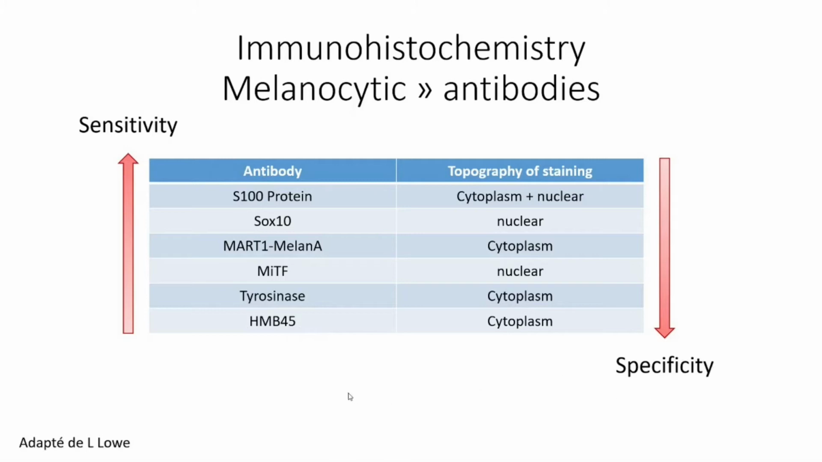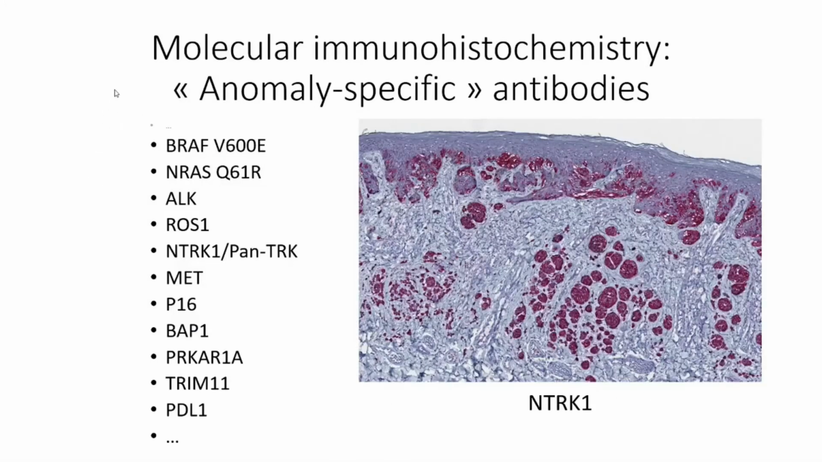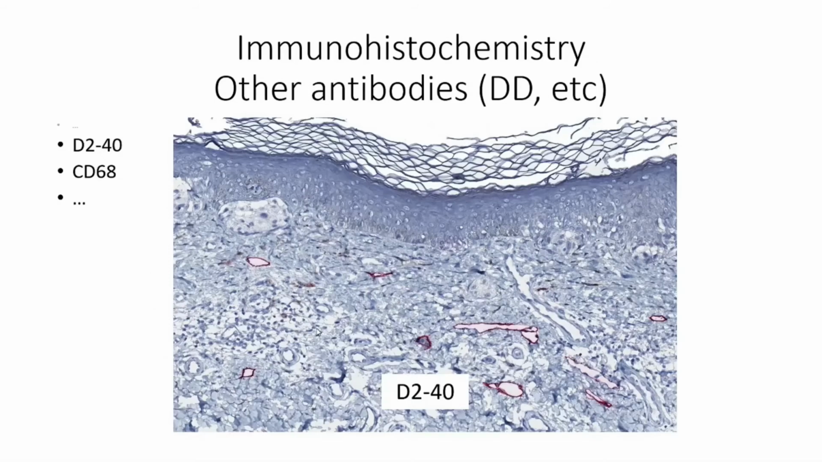most specific antibody. Secondly, we have, in the setting of molecular pathology, some anomaly-specific antibodies. Here, for example, is NTRK1 specific antibody in a Spitz tumor. Here is a partial list of some of the antibodies that can be used in this setting. They will be detailed in another video. Otherwise, there are some antibodies that are used to do differential diagnosis or, for example, to assess intravascular expansion of the melanocytes.